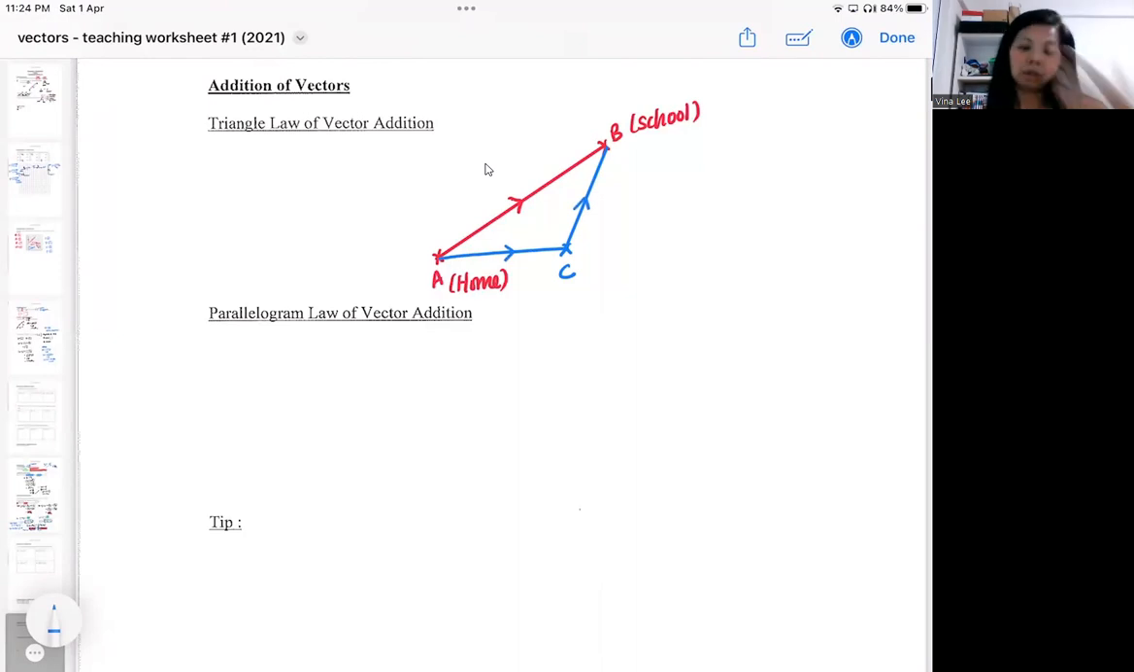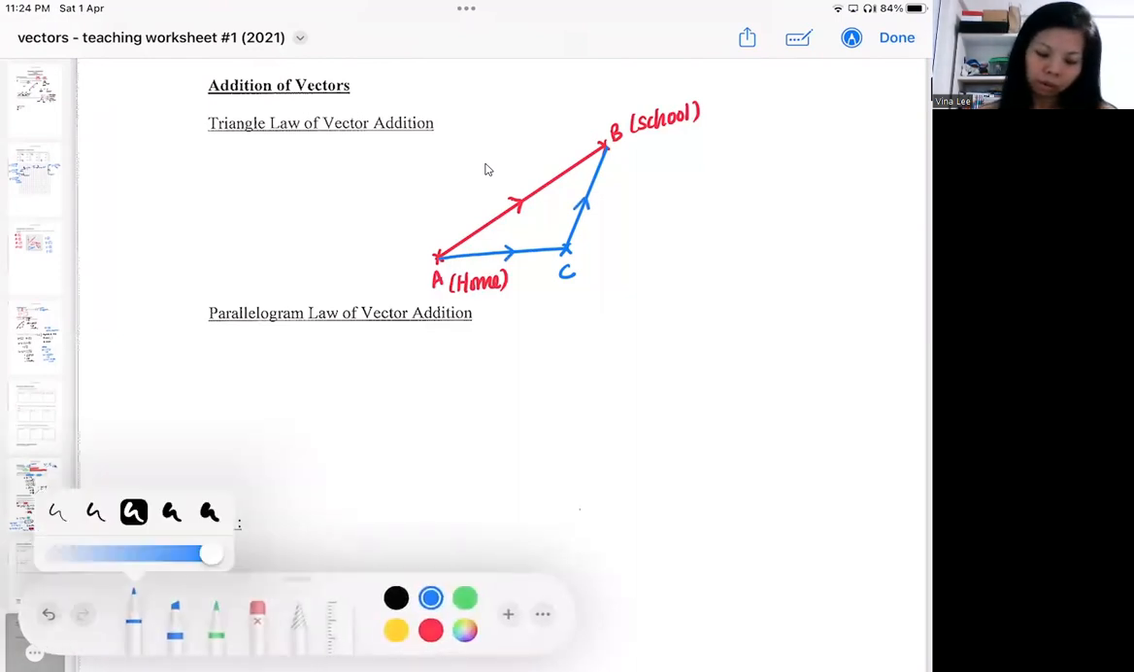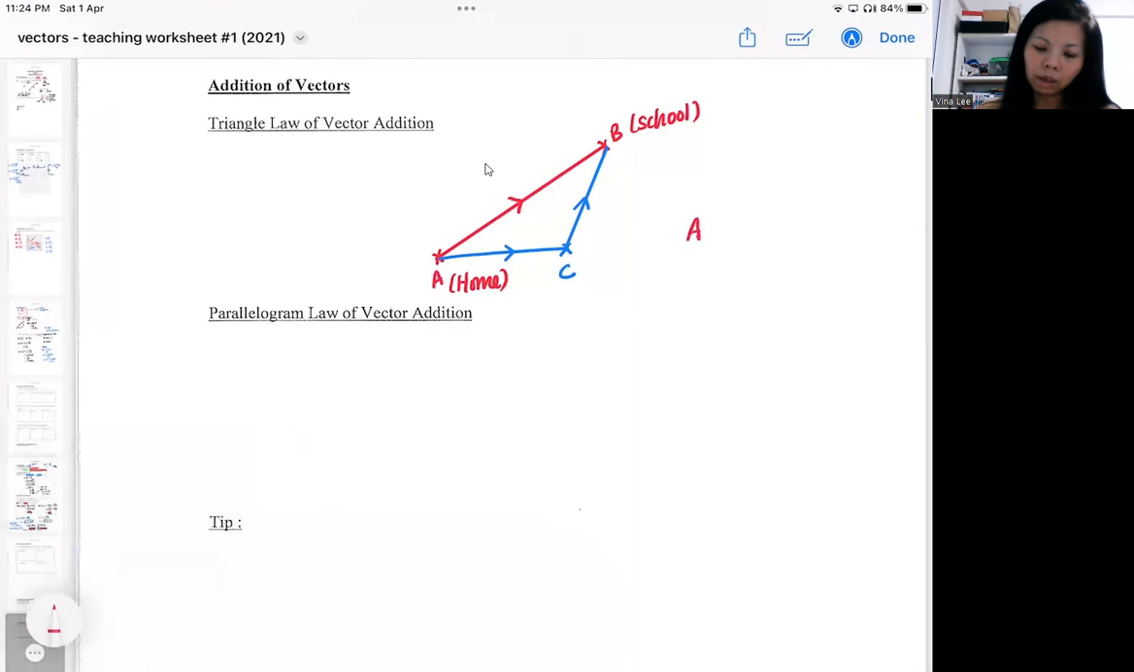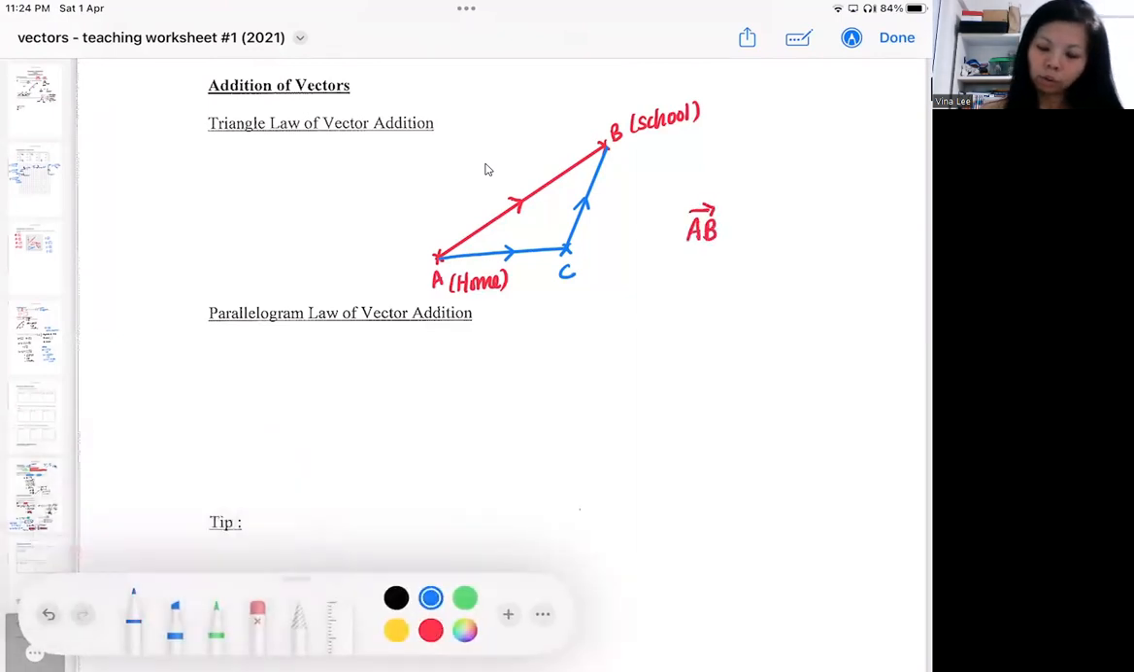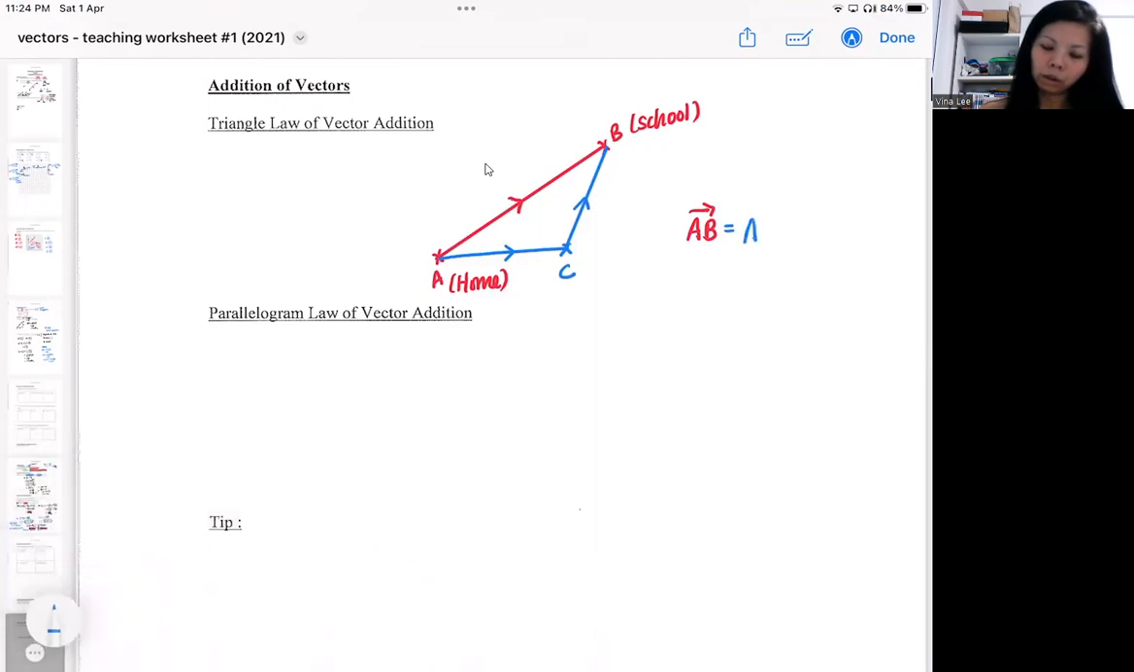So in order to reach school from A to B, you can go through taking a train. After you take a train, you alight, then you walk to school. Okay, so this is already addition of vector. You think of addition of vector as like two journeys. So you got two journeys to reach your destination.